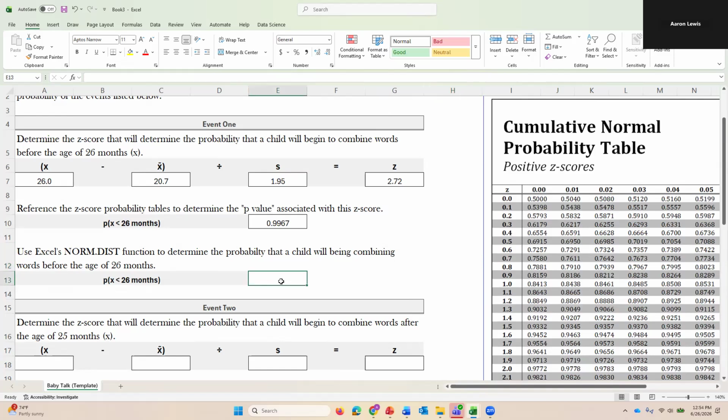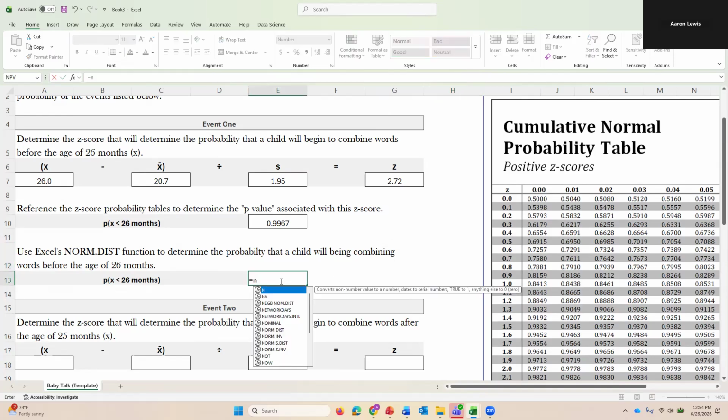So in this case, norm.dist, or normal distribution, will ask you for four inputs. The first one is the x, and the x we know to be 26. The second thing it asks you for is the mean, and we know the mean of the sample is 20.7. The third thing it asks you for is the standard deviation of the sample. We know that to be 1.95.